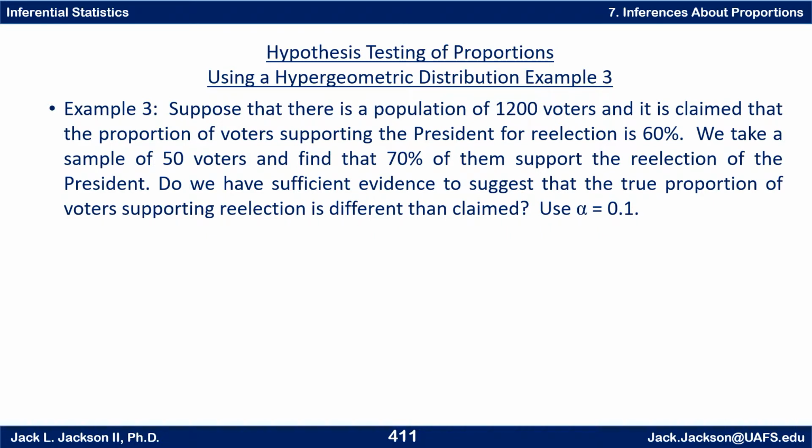Try another one. So example 3. Suppose that there's a population of 1,200 voters, and it's claimed that the proportion of voters supporting the president for re-election is 60%. We take a sample of 50 voters and find that 70% of them support the re-election of the president. Do we have sufficient evidence to suggest that the true proportion of voters supporting re-election is different than claimed? Use alpha as 0.1.